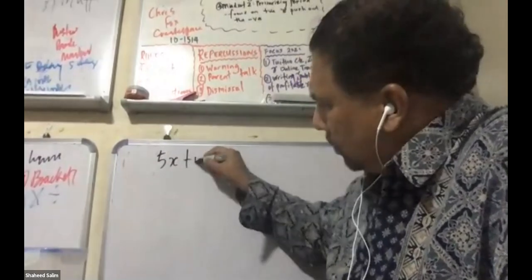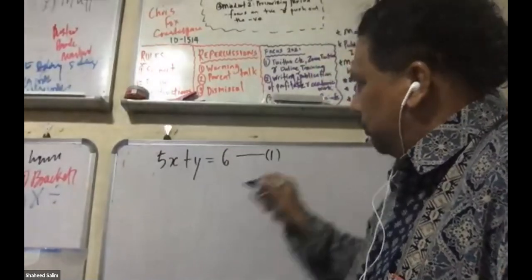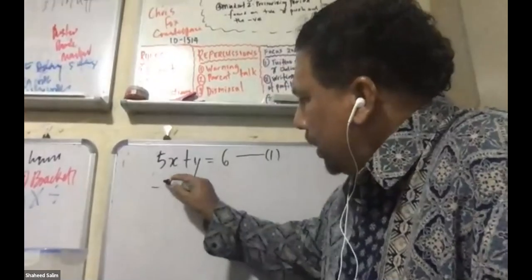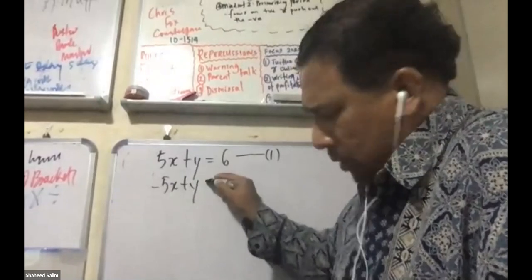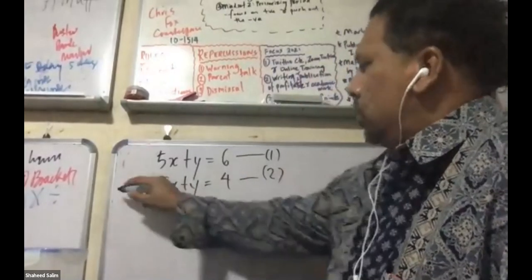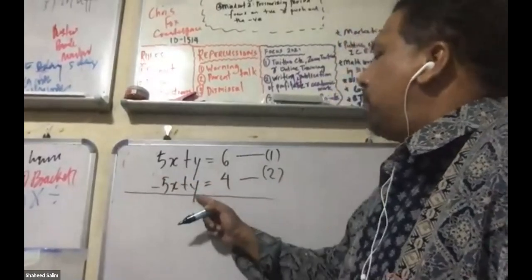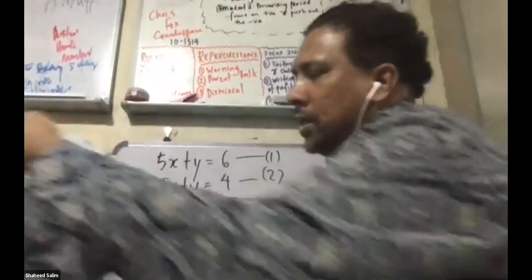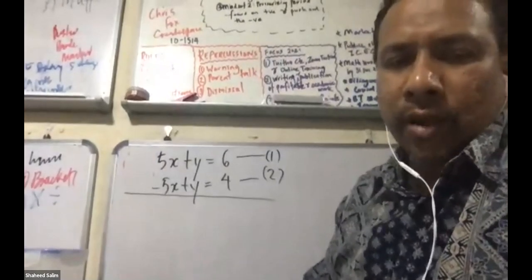5x plus y equals to 6. This is equation 1. Then minus 5x plus y equals to 4. So down here, Ryan, all you need to do is bring this over, there is plus y. Bring over the 5x, equals plus y. So this one is easier than this now. Okay, just try.